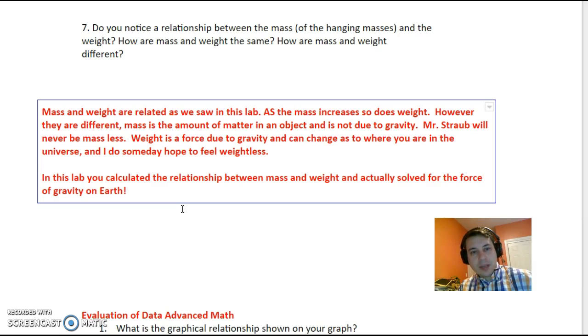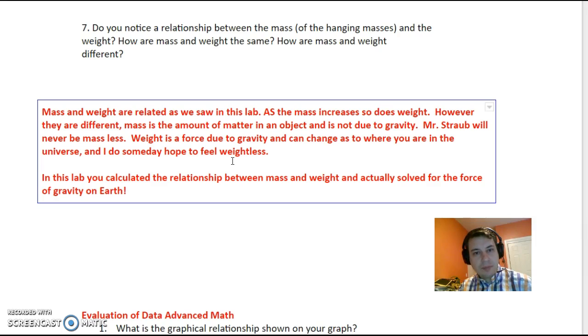However, we did find that they are different. We didn't get the same numbers. It's not like for 1 newton, it was 1 gram. So they're not directly related. They're not exactly the same. The other, of course, and really important thing is that mass and weight are not the same.